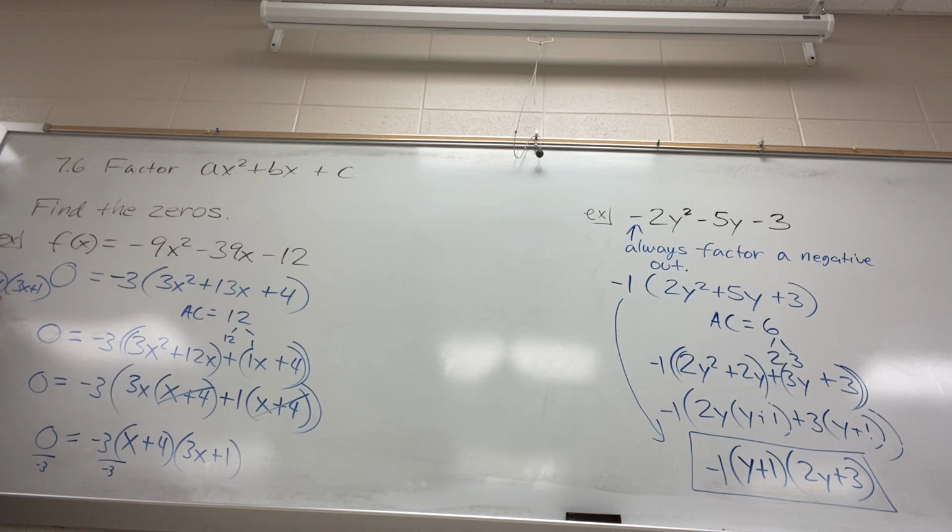Are you guys comfortable going straight to the answers right here? What's one of our answers going to be? -4. But what's the other one? -1/3. Is everybody solid on this? If not, you're going to want to write 3x plus 1 equals 0 and work it out in order to get your answer.